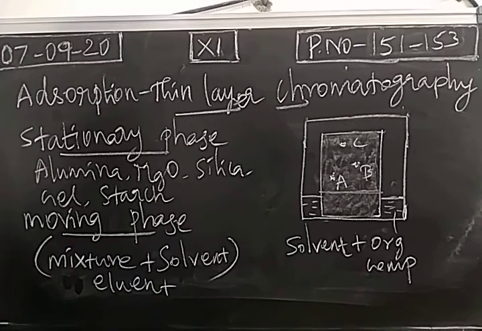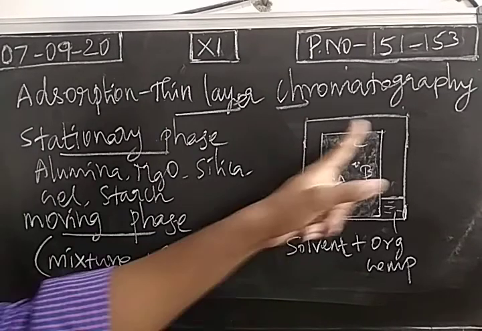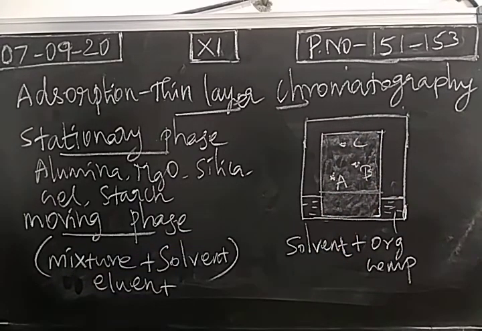If the components are colorless, the spots can be identified using UV light. So ultraviolet light can be passed on this to identify, or else we may use some reagents. We call them spray reagents. So using spray reagents, we can identify the spots.